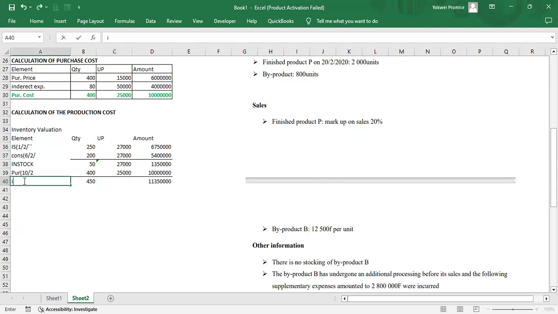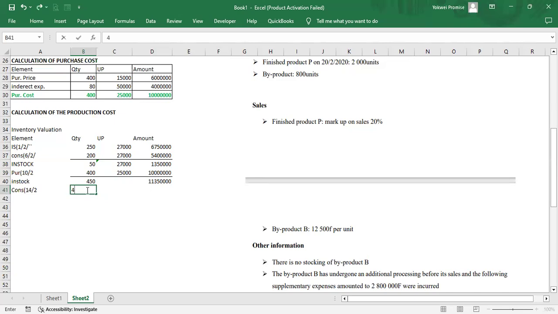We are exiting at the previous price, at the determined price. So I have that consumption that we are consuming now, which is taking place on the 14th of February. With this consumption, we are consuming how many units? 400 units. So we first consume this 50 at 27,000, and then the remaining 350 will be consumed at 25,000.